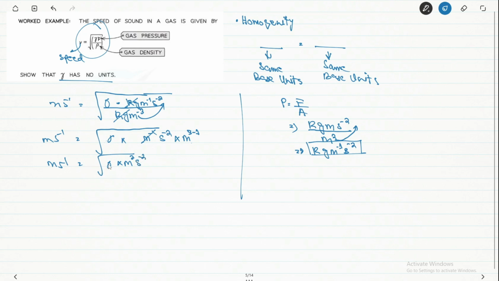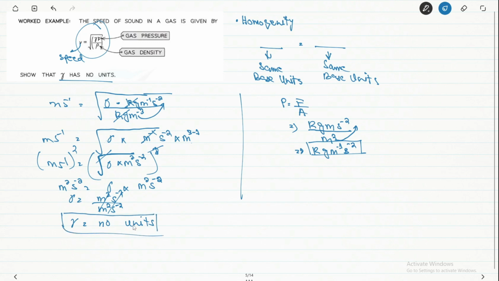Now what we can do is, because there's a whole power here, power of 1/2, we can just square both sides to cancel it. The square cancels out the root, and this becomes meter square second^-2 is equal to gamma times meter square second^-2, because the under root just got cancelled. So now gamma is equal to meter square second^-2 divided by meter square second^-2. Now all this cancels out, so gamma has no units.